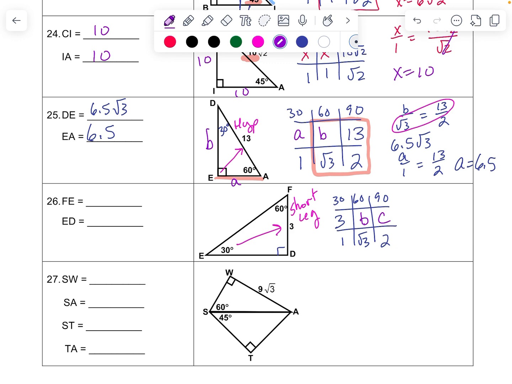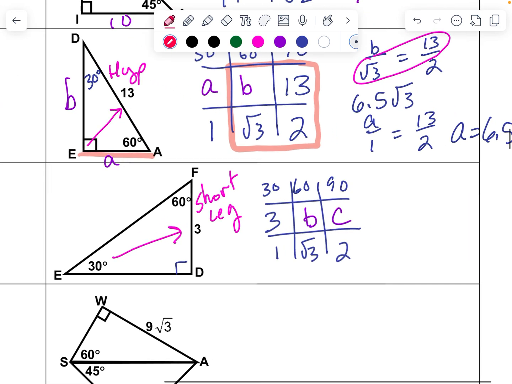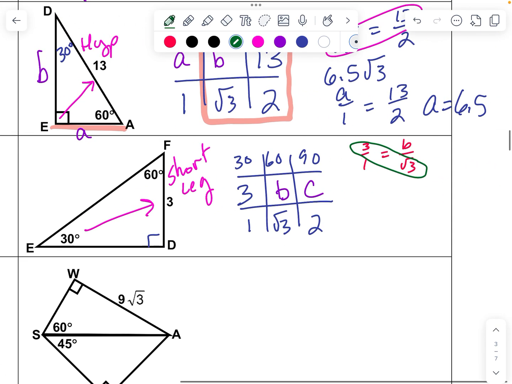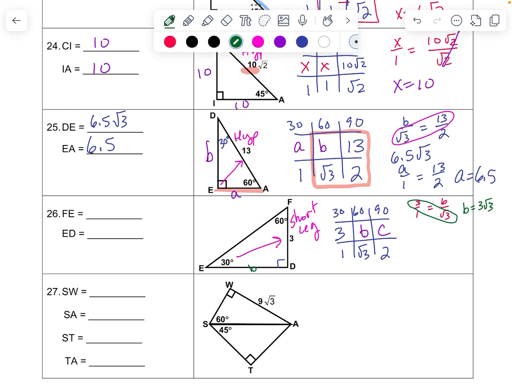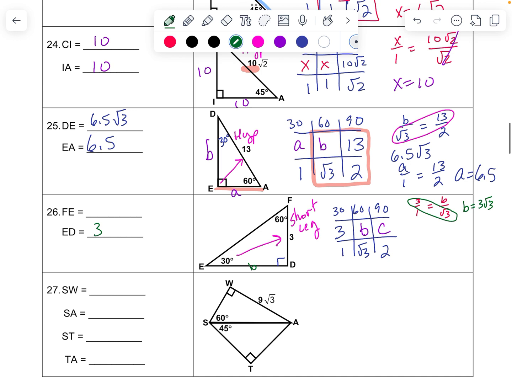So we can set up two equations. 3 over 1 equals B over square root 3. All right, you're going to cross multiply here. B times 1 is just B. So B is going to equal 3 square root 3. All right, B is the long leg. That's side ED. So 3 square root 3 is that length.